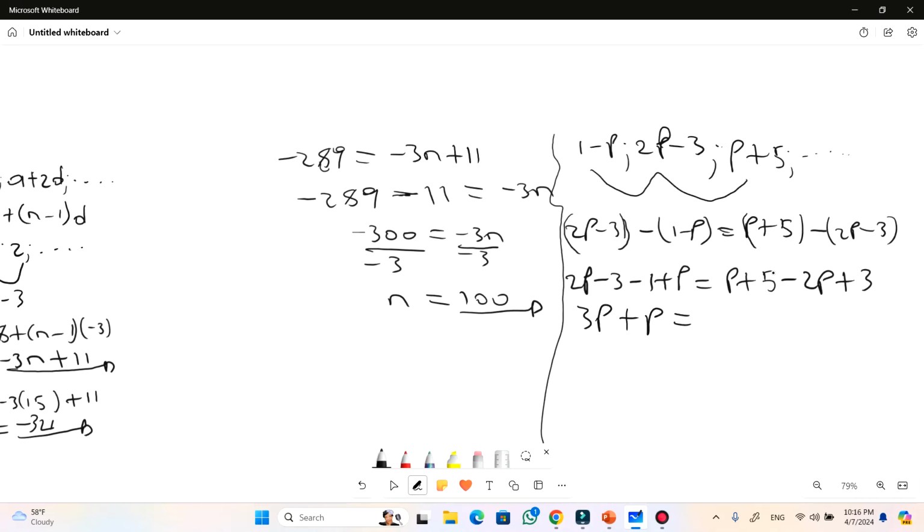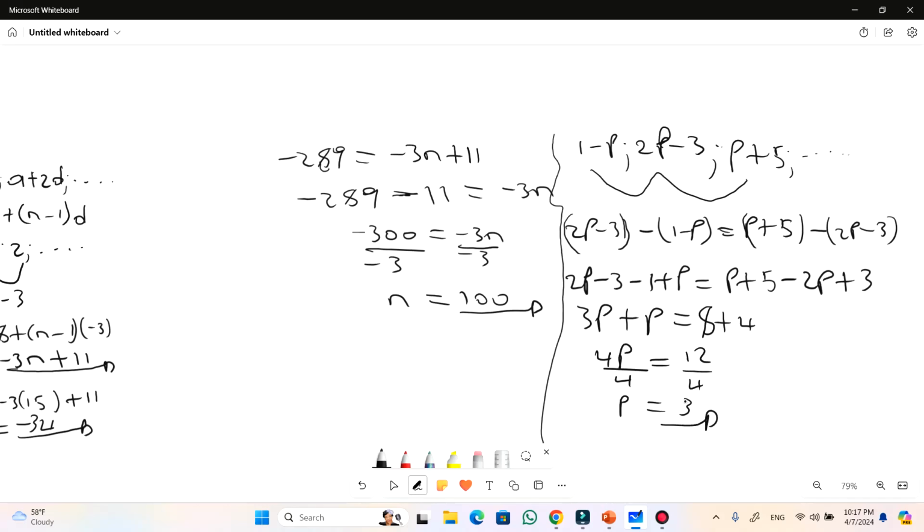is equal to, on this side we have 5 plus 3, which is 8. Then on this side negative 3 plus minus 1 is going to give you negative 4, so when you take that negative 4 to the other side, it's going to be plus 4. So 3p plus p is 4p is equal to 8 plus 4, which is 12. Then we divide both sides by 4 to get the value of p, which is 3.